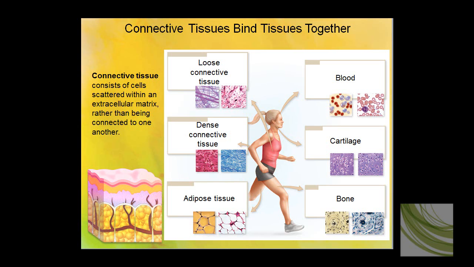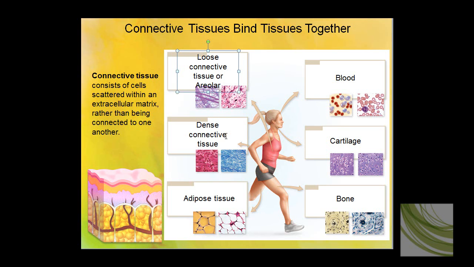But we are going to talk about connective tissue. These are different cells scattered within an extracellular matrix rather than being connected to one another. There is loose connective tissue, also known as areolar, and that is spelled areolar tissue.